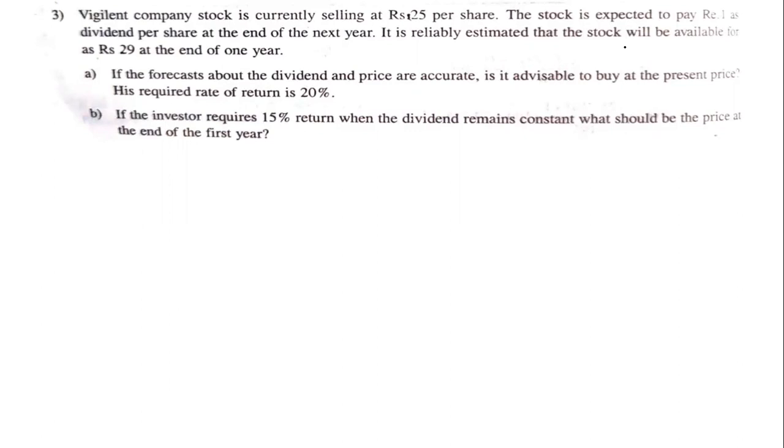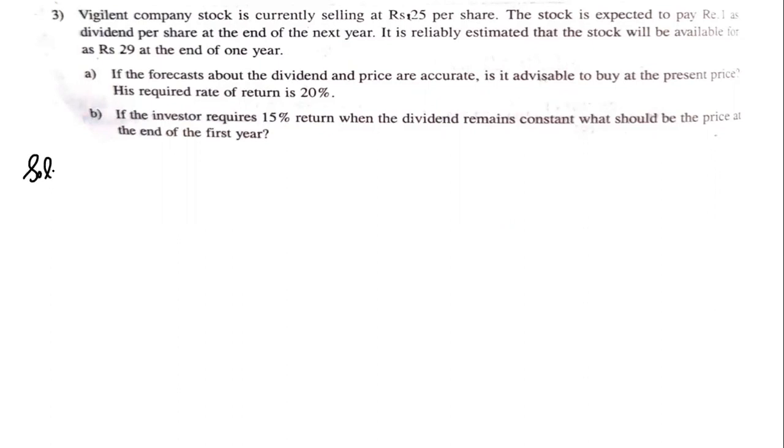The stock is expected to pay rupees 1 as a dividend per share at the end of the next year. It is reliably estimated that the stock will be available for rupees 29 at the end of the 1 year. And here the first question is asking: if the forecast about the dividend and price are accurate, is it advisable to buy at the present price? And his required rate of return is 20%. So let's solve question A.